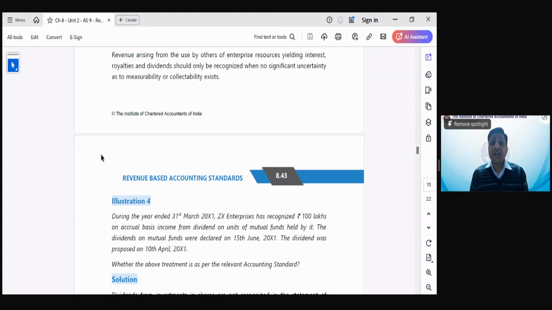Dividend on mutual funds was declared on 15th June X1. Dividend was proposed on 10th April X1. You are required to comment on the accounting treatment. Over to you. What do you think? You are required to comment on this accounting treatment.